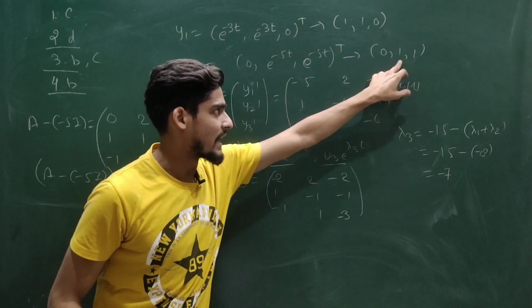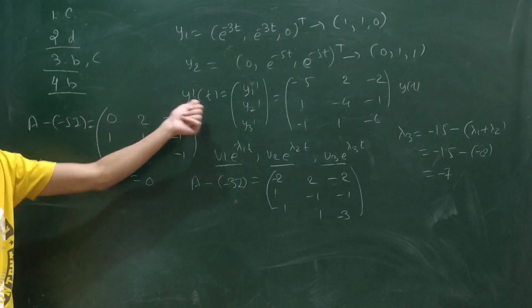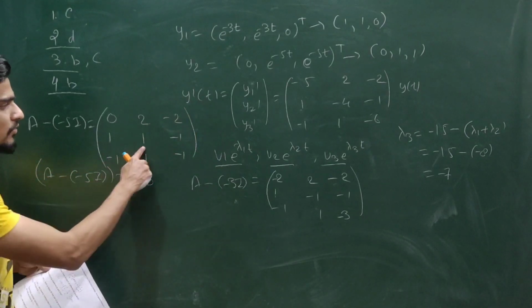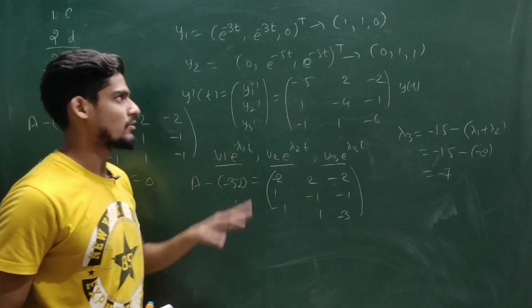Here your second entry is 1, third entry is 1. Here you are having 2, -2. So you multiply, then you will get 2 plus 2 -2, then it is 0. 1 -1 will be 0, 1 -1 will be 0. So this is an eigenvector, so I am done with this.